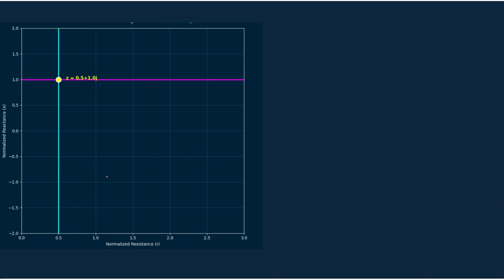Let's first consider the scenario of a rectangular plot. In the rectangular plot, if we want to plot 0.5 plus 1j, we look for 0.5 on the resistance axis, right? And we look for 1j on the reactance axis. Here comes the 1j, and we look for the intersection of both these points, and this represents our requirement, 0.5 plus 1j.